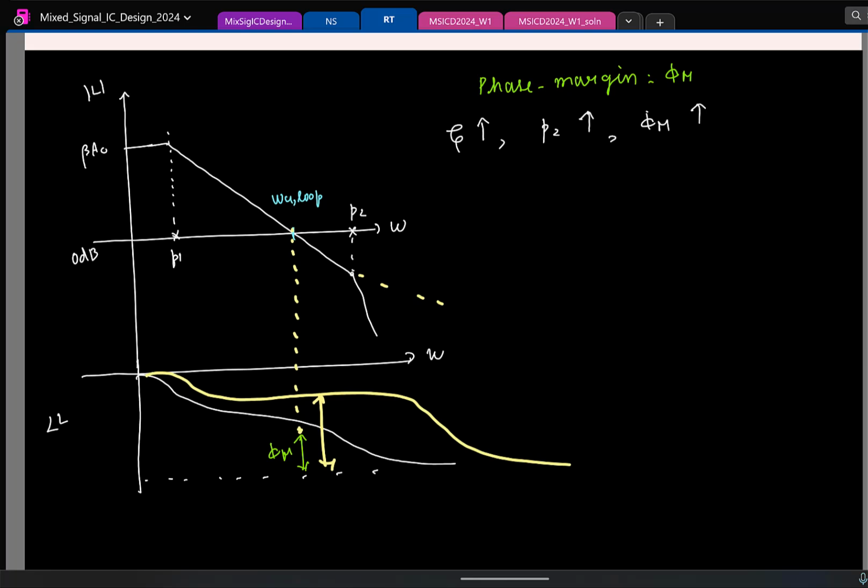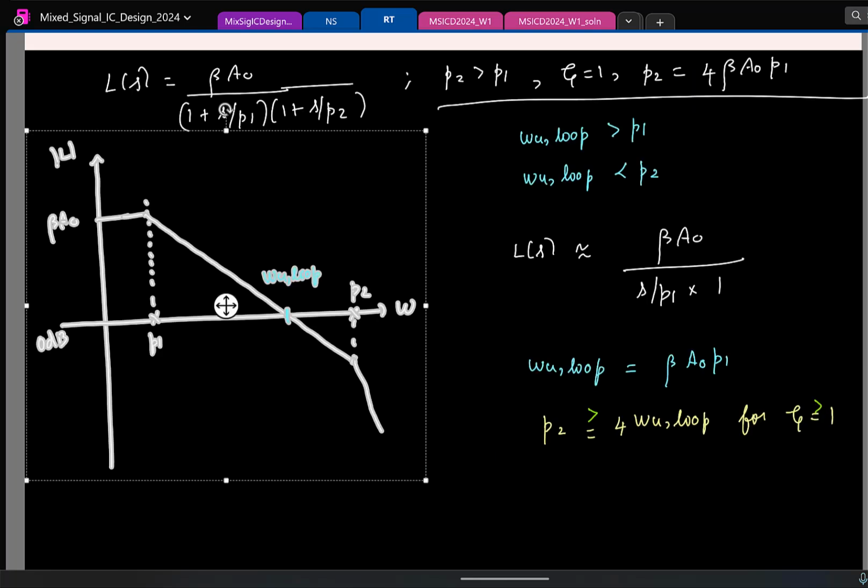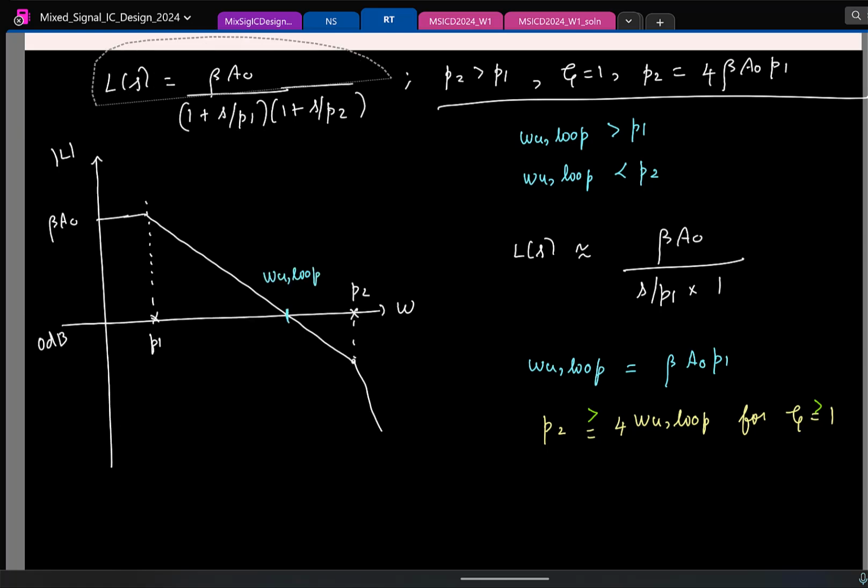Cool. So one last thing, again, I remember the ideal point I want is zeta equal to 1. So now I have to map this zeta to phase margin, right? Because I am using phase margin as a proxy to determine if my system is over damped, under damped and so on. For that, let's quickly find out the phase margin. So to find the phase margin, I will need to first find what is the phase at omega u loop. Okay. So let me take the transfer function.